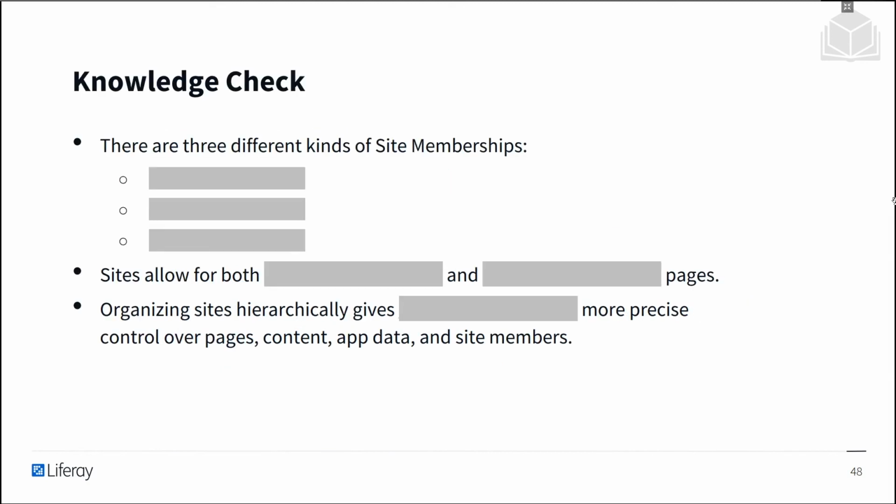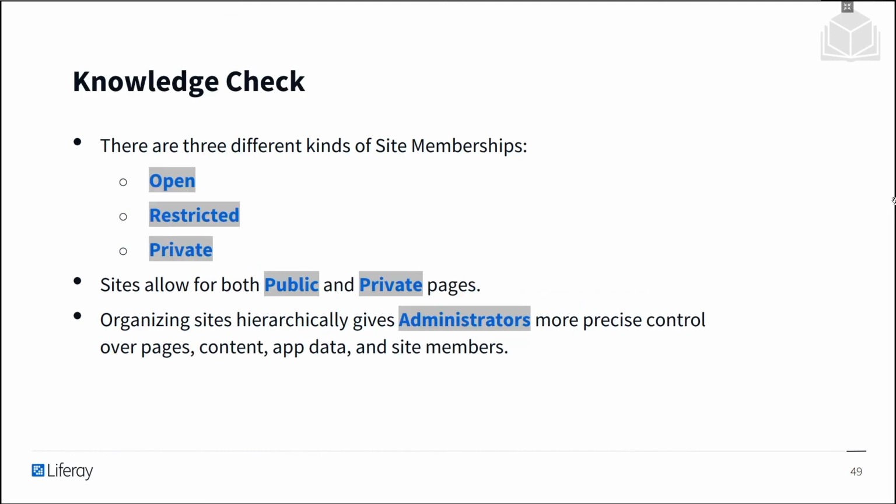Now it's time for a knowledge check. There are three different kinds of site memberships: open, restricted, and private. Sites allow for both public and private page sets. Organizing sites hierarchically gives administrators more precise control over pages, content, app data, and site members.